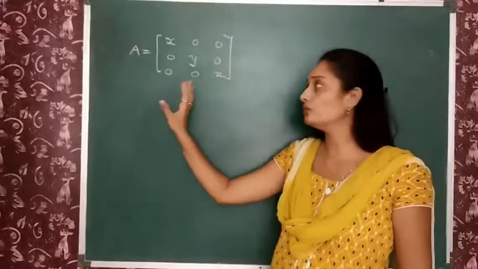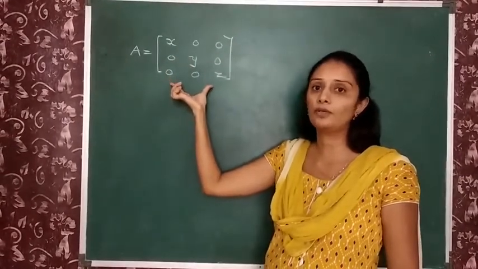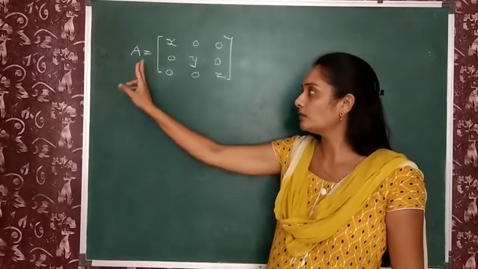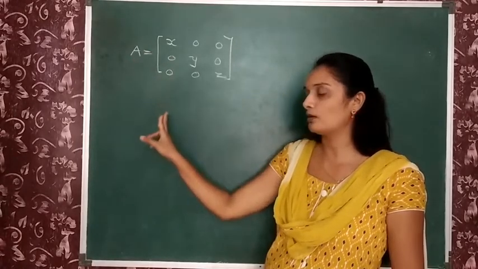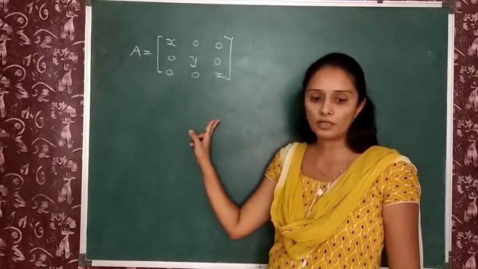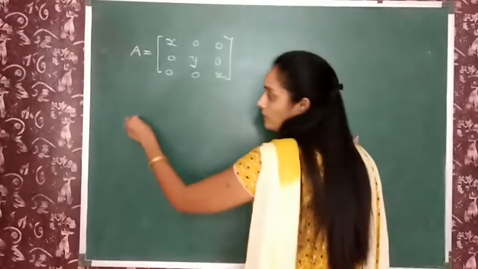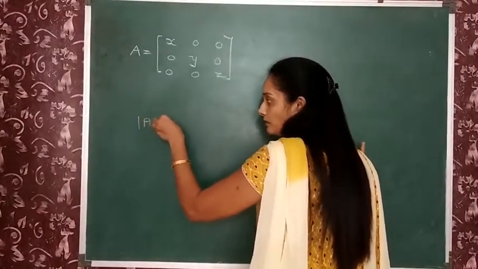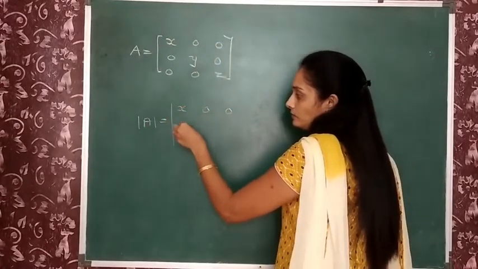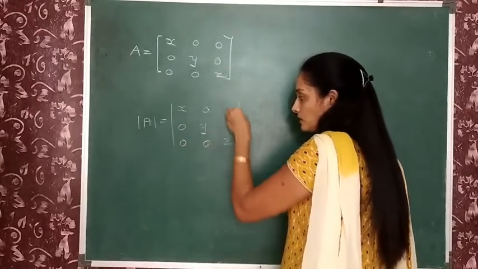And as you know, to find the inverse of a given matrix, first of all we have to decide whether the matrix is singular or non-singular. That means first we have to find the determinant of A, and if the value is non-zero, that means not zero, then the inverse exists. So first of all we find the determinant of A. The elements are x 0 0, 0 y 0, 0 0 z.